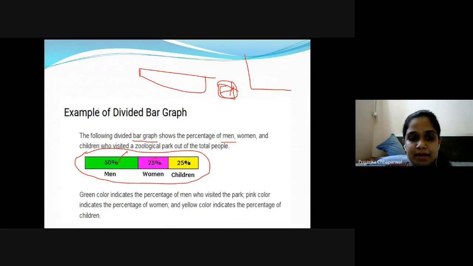But in a divided bar graph, whatever data you have, you can arrange in one order, meaning 50%, then 25%, then 25%. If something is 40%, then 25, 25, then 10. So order is important in the divided bar graph. So it is a divided bar graph.